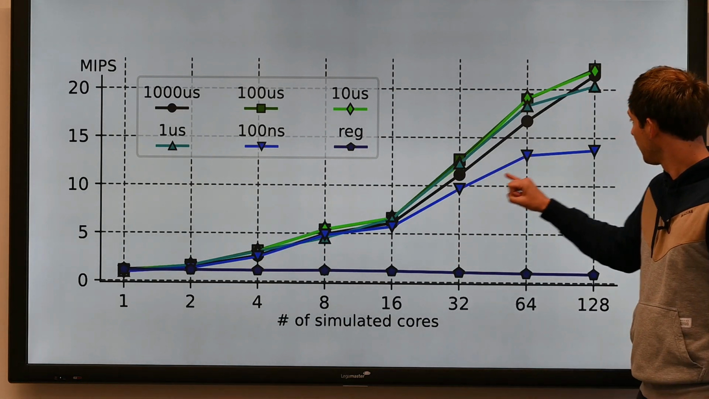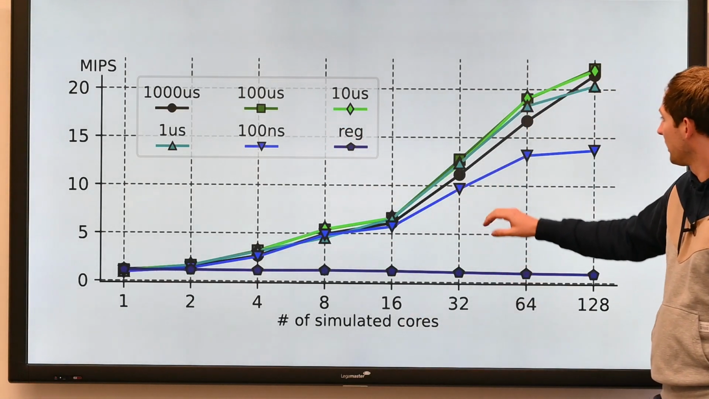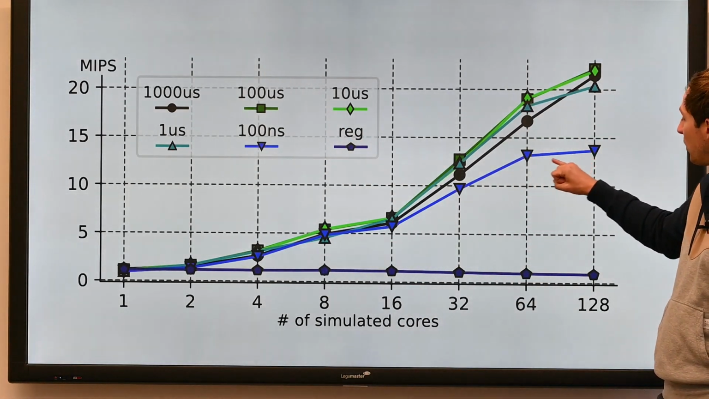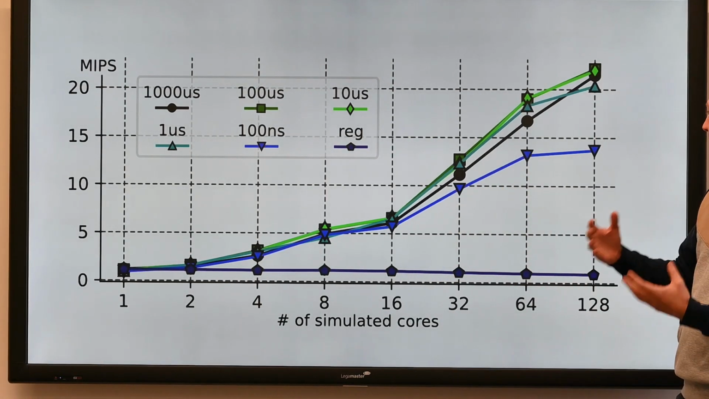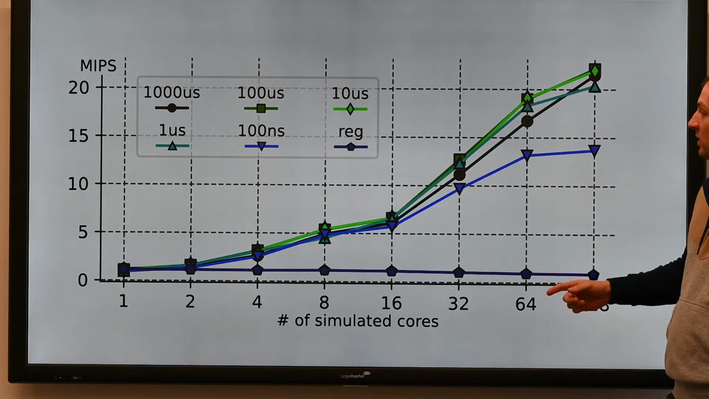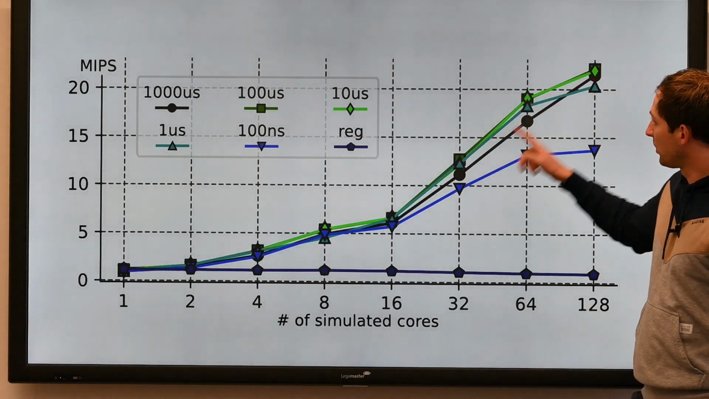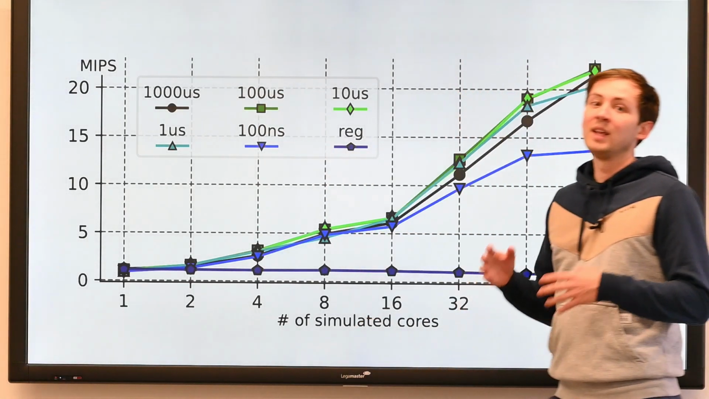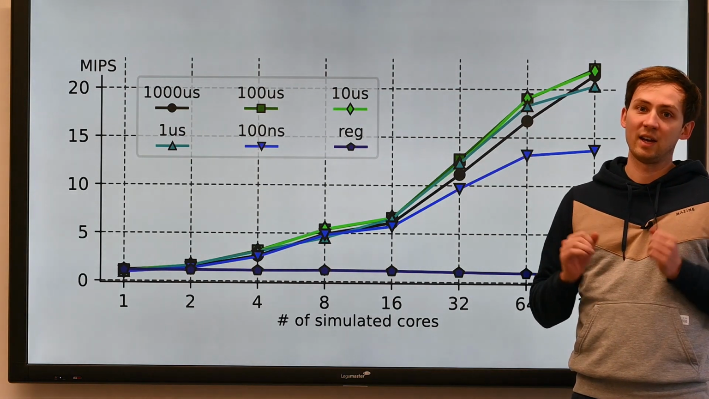As you can see here, for simulations with quanta as low as 100 nanoseconds, there are already signs of a degrading performance. Yet just increasing the quantum is associated to diminishing returns. For example, there's basically no performance difference between a quantum of 10 microseconds and a quantum of 1000 microseconds. Thus, in order to find the optimal quantum, we have to take a closer look at accuracy.